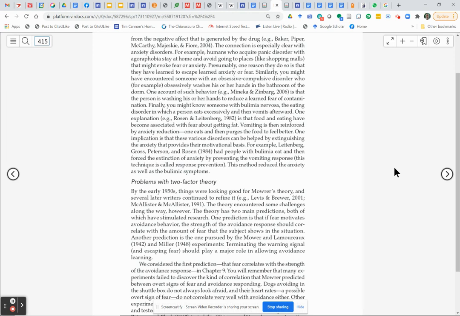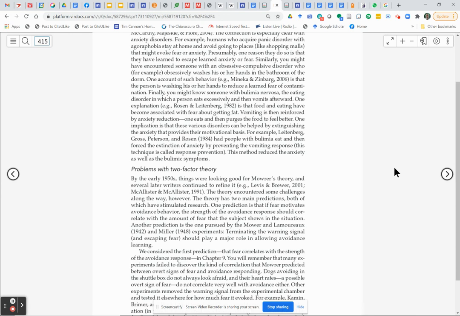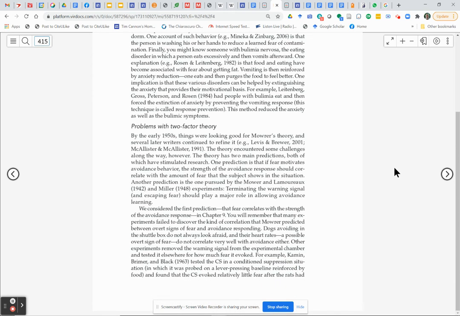People with bulimia eat and then force the extinction of anxiety by preventing themselves from vomiting. Response prevention, and this can be helpful. So this chapter in general, well, the whole book, is relevant to clinical treatments. And if you're going into therapy, this is a very, very important book.